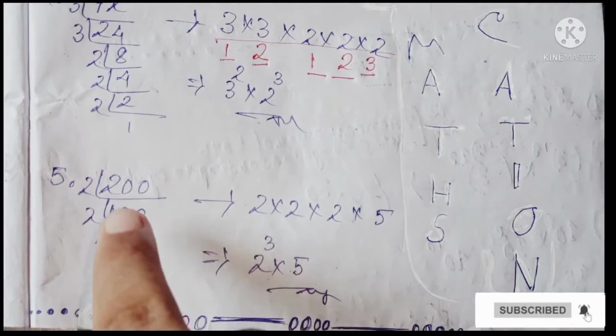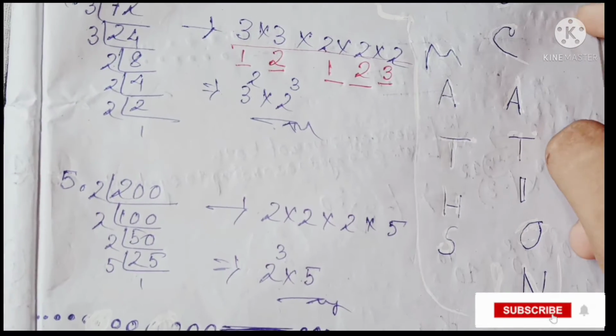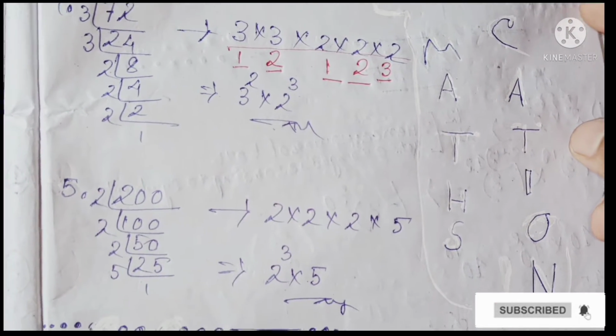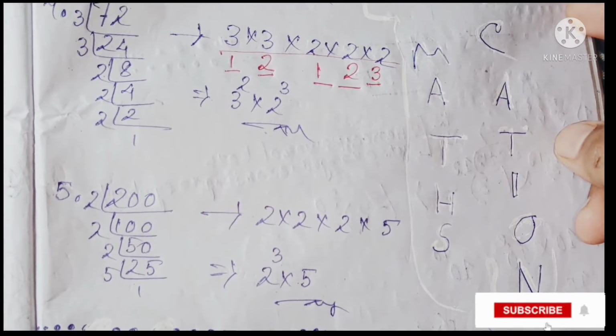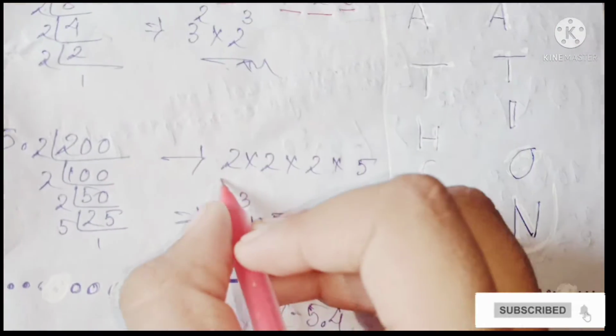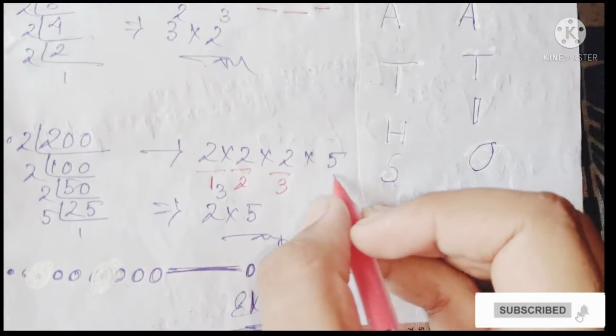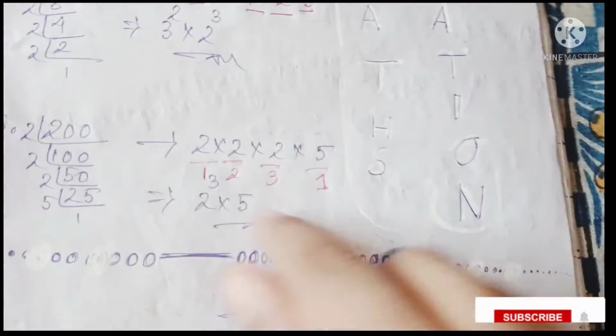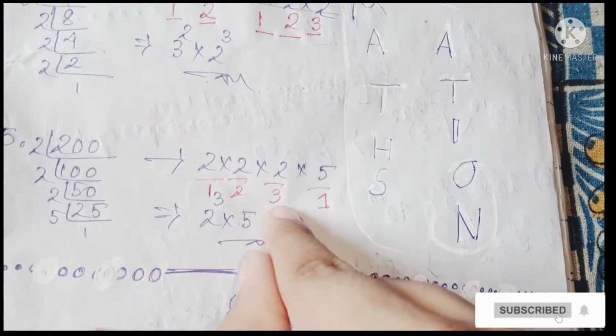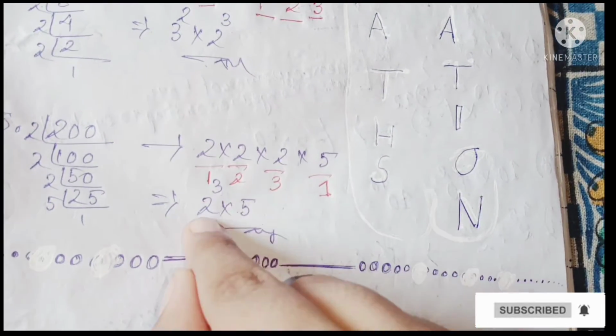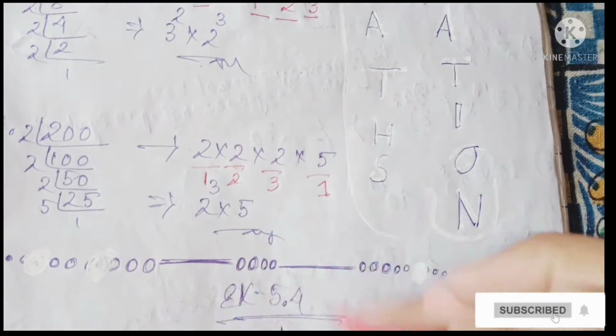Now number 5 is 200. The prime factor of 200 is, we all know, 2 multiplied by 2 multiplied by 2 multiplied by 5. So 2 is multiplied 3 times, 1, 2, 3, and 5 is multiplied 1 time only. So the power form of 2 is 3, because 2 is multiplied 3 times. So the answer will be 2 cube multiplied by 5.